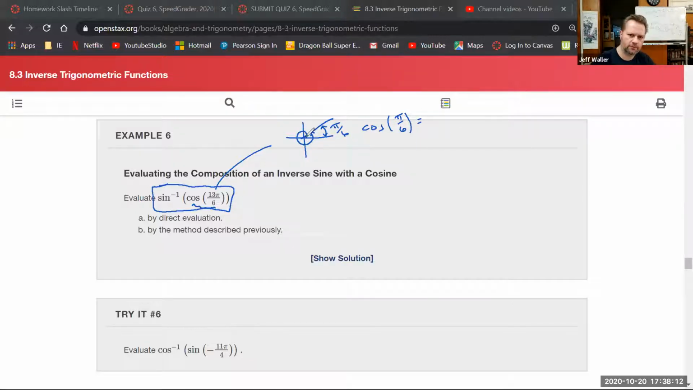It's closer. See, I didn't really draw it to scale, but that's 30. It's closer to the x-axis, so cosine should be bigger or smaller? Root 3 over 2 should be the bigger option because it's closer to the x-axis. I like it.